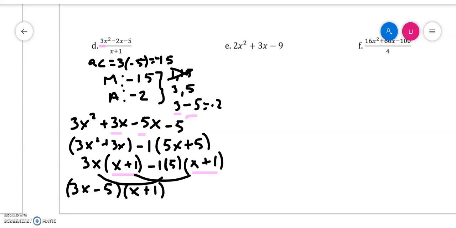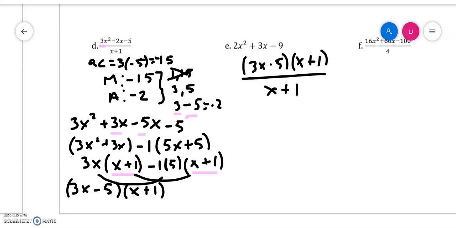So that's the factored version of the numerator. But remember, there is a denominator. So our numerator became 3x minus 5 and x plus 1. And this was over our denominator. And the purpose of this, remember, we factor so we can simplify. And look, these two factors are the same, so we can simplify it. And we're left with 3x minus 5 as our final answer.